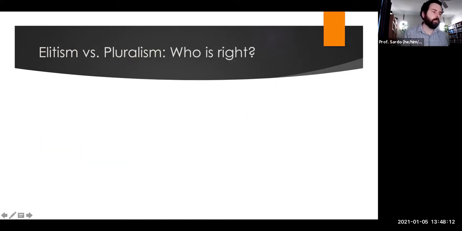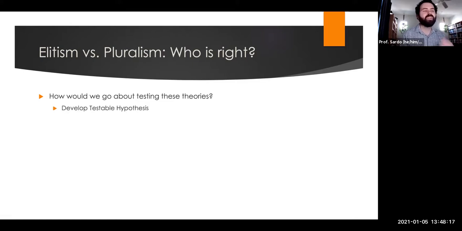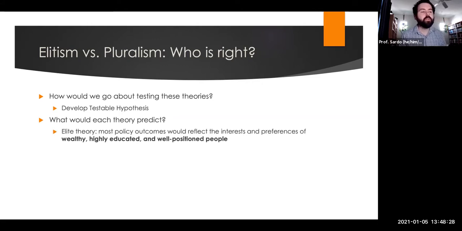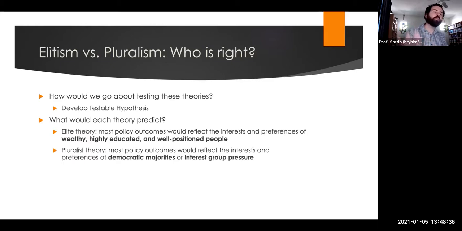So who's right? Well, we want to go about testing these theories. To do that as political scientists, we want to develop testable hypotheses. So we want to think about what each theory would predict so that we can test it against the data. Elite theory is going to predict that most policy outcomes would reflect the interests and preferences of wealthy, highly educated, and well-positioned people, while pluralist theory would predict that most policy outcomes would reflect the interests and preferences of democratic majorities, or at least the results of interest group pressure, like larger, more popular interest groups are going to have their favored policies passed.